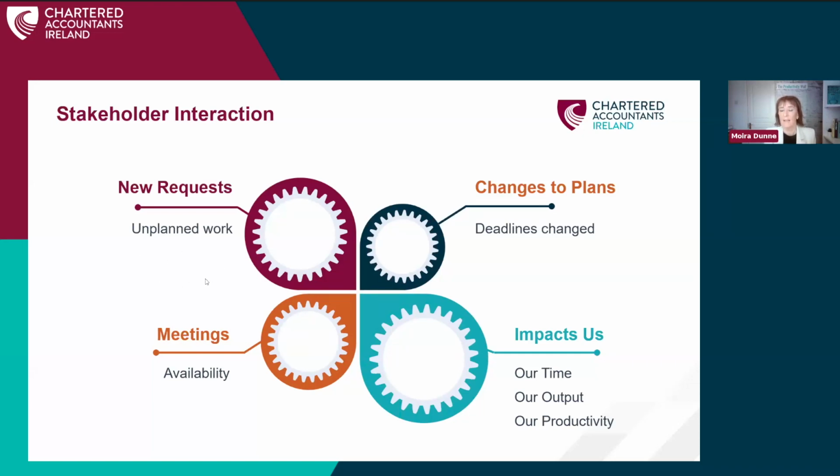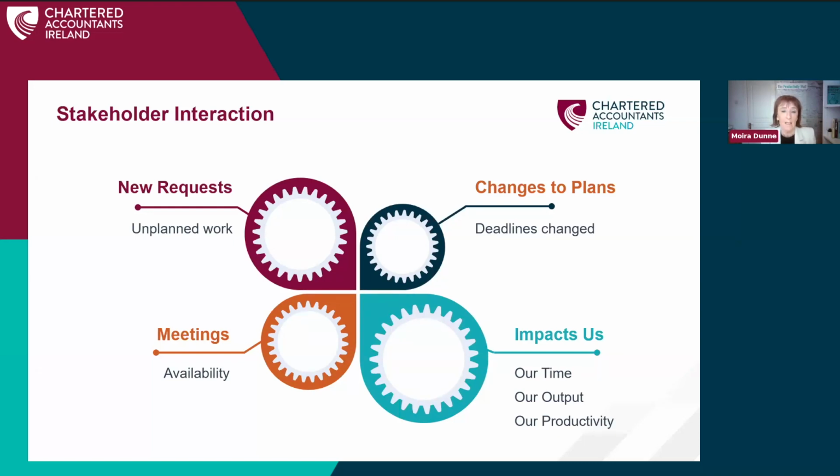Well, some of those requests might be new things that crop up throughout the day. If we look at this item over here on the left-hand side, it's an unplanned piece of work. Or it could be changes to our planned work. So maybe we've agreed certain things with a stakeholder. It might be a project you're working on, or you've agreed to deliver something for someone, but then there's a change to that plan. The deadline might change. So something you were planning to deliver by Friday, now somebody's looking for it this afternoon or tomorrow.